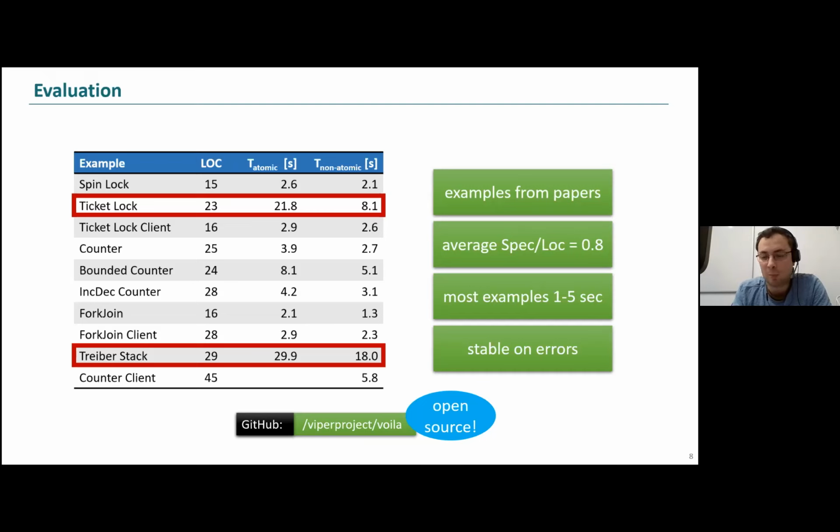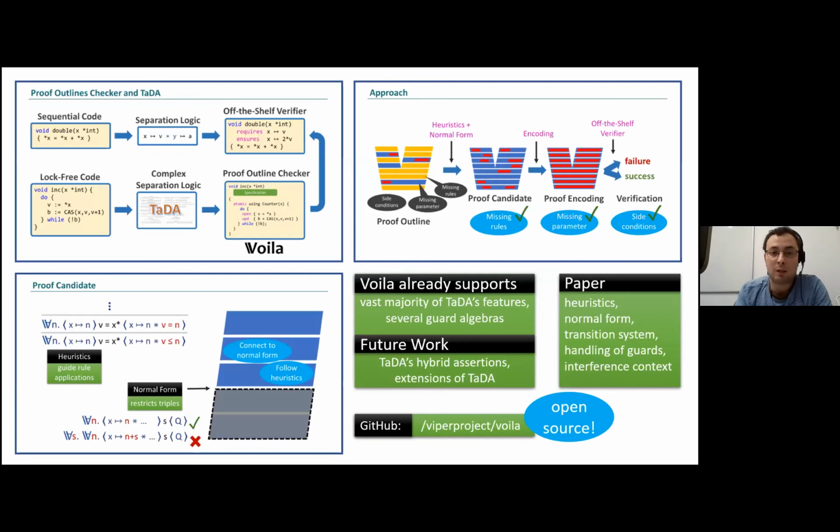The stable performance on errors can be a problem for techniques based on custom search engines. Voila is on GitHub, so feel free to have a look at that. And with this, I say thank you, and I'm done with my presentation.